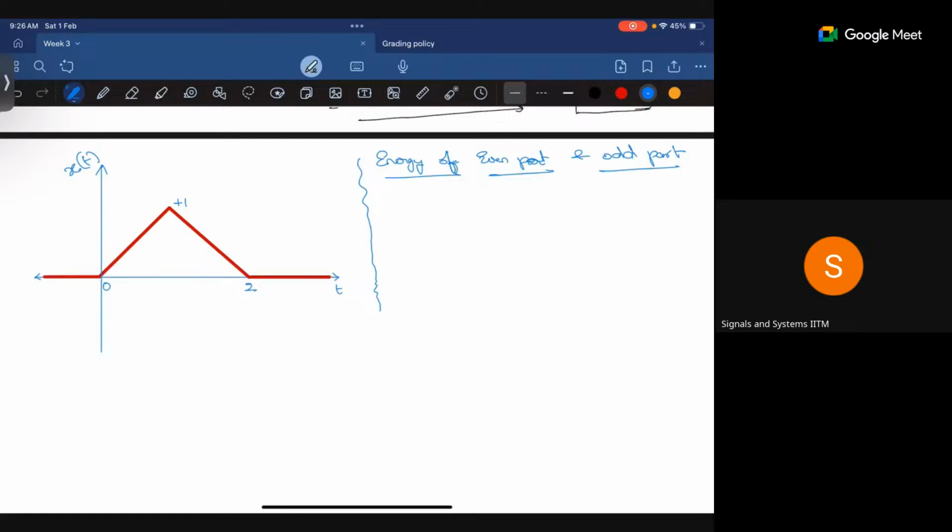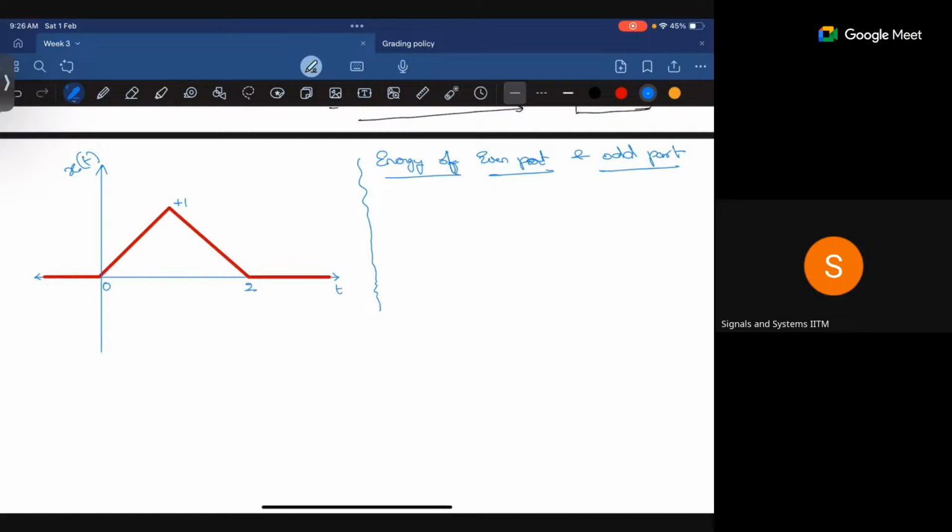Okay. Hint is, if you are too confused about how to compute the even part or odd part of a triangle, compute the equations. Once you have the analytical expressions, then computing even part and odd part are easy. Or you have one more thing also.